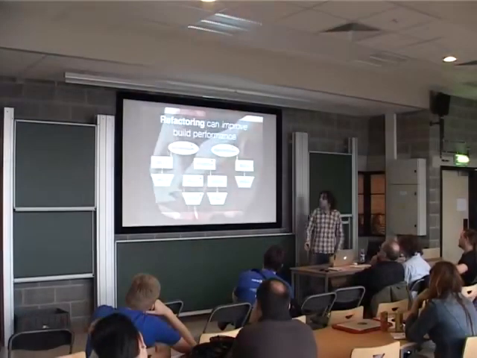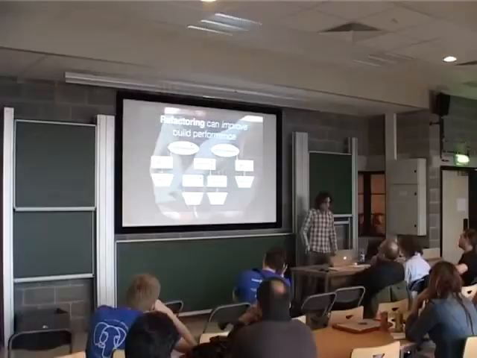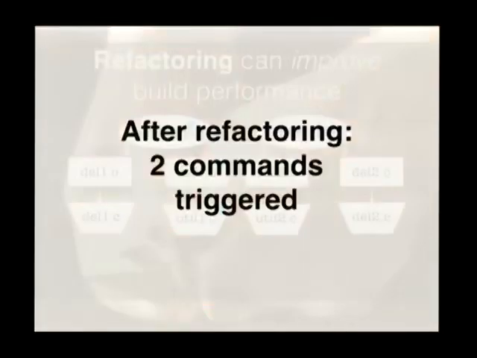However, if we look at this graph and we find out that util.c is only ever used in the first deliverable, it's never used in the second one, we can actually refactor this code to look something like this, where now if util.c is changed, only 1 compile command is triggered, and then 1 deliverable is relinked. So now only 2 commands are triggered, and we've shaved our compile time in half.